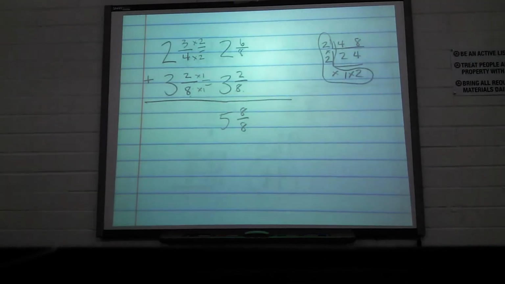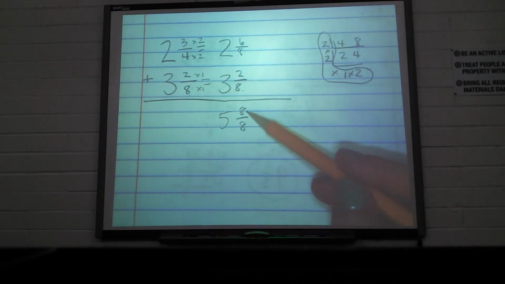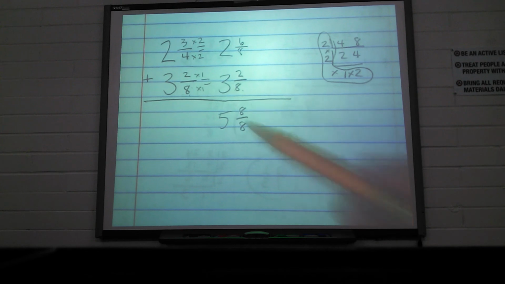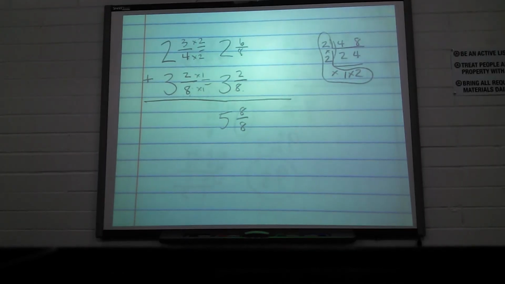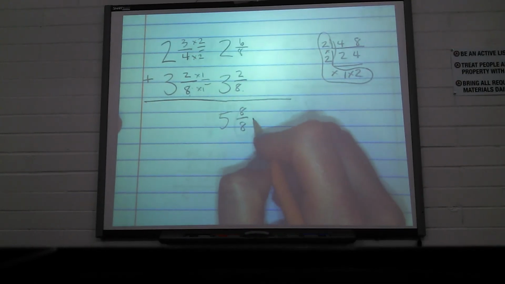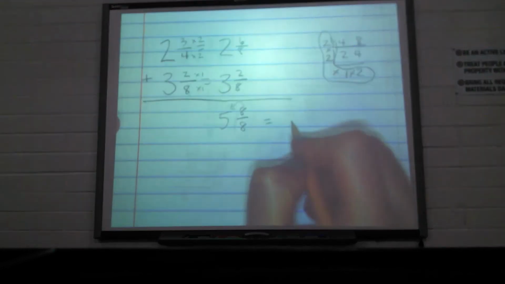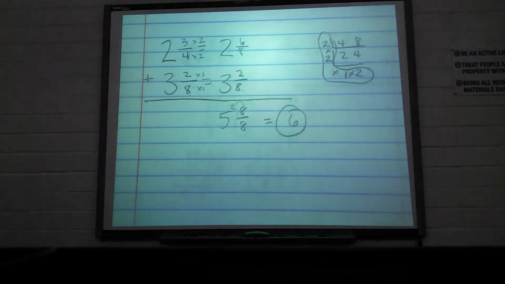Final answer? No, hopefully not. 8 over 8, what does that equal? 1 whole, that's right. So I'm going to add that to this 5, and my answer becomes 6. So if you got 6 as your final answer, you did a great job because this wasn't an easy problem. Excellent. So you may raise your hand and show the teacher your work and ask for your assignment.